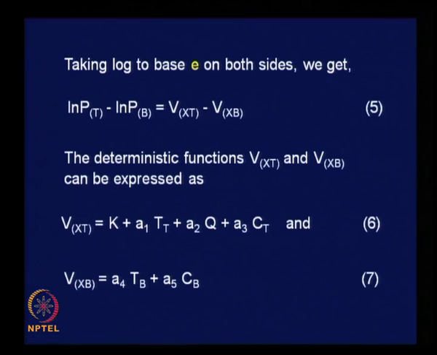Utility function for bus looks like this. We have simply taken travel time and travel cost. Vxb is given as a4 times tb plus a5 times cb. Please note that q is not included in this utility function. Also, the constant term is missing in this utility function. There is no k or k1 or k2. Why?